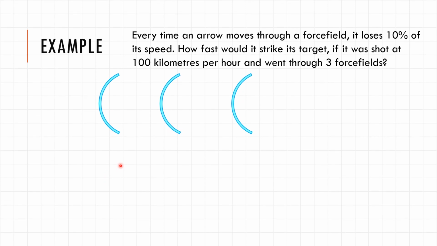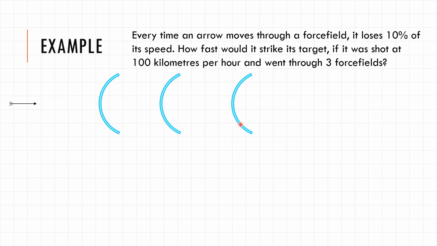Let's do an example here. Every time an arrow moves through a force field, it loses 10% of its speed. So that's my arrow. It's got 3 force fields here, and it has to go through all 3 of them. And it's going to lose 10% of its speed every single time it passes through a force field. How fast would it strike its target if it was shot at 100 kilometers per hour and it goes through 3 force fields?